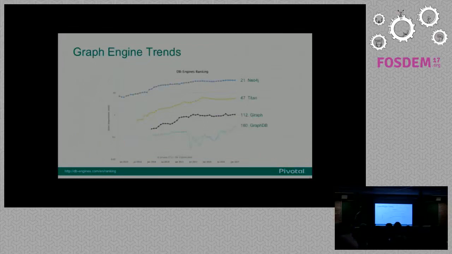With respect to the trends of these databases over the last 4 years, this is Neo4j at the top, this is Titan, this is Giraph, and this is GraphDB. So they're certainly growing. This is a log scale, so it looks like they're flatter than they are. They're actually growing significantly, although maybe flattened a little bit in the last year or so.